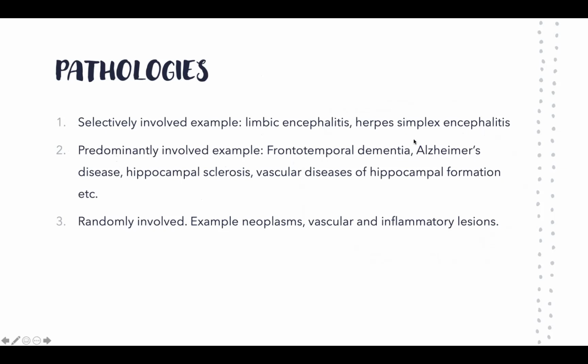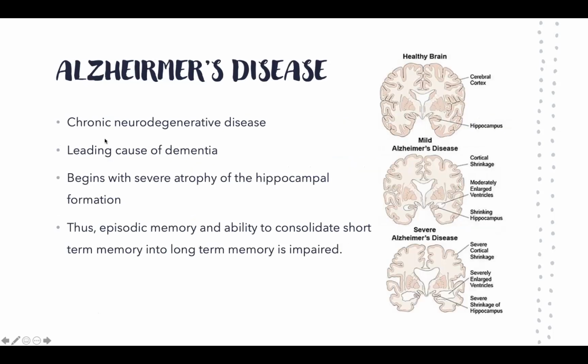So a very important example is things like Alzheimer's disease, one of the most common forms of dementia. It involves a lot of our hippocampal areas. You've got frontotemporal dementia, which randomly involves it. It's not part of the disease process to affect the limbic system, but it's accidentally involved, or something has affected it. So this is through neoplasms, vascular and inflammatory lesions. So I want to talk about Alzheimer's disease because that's a very common one.